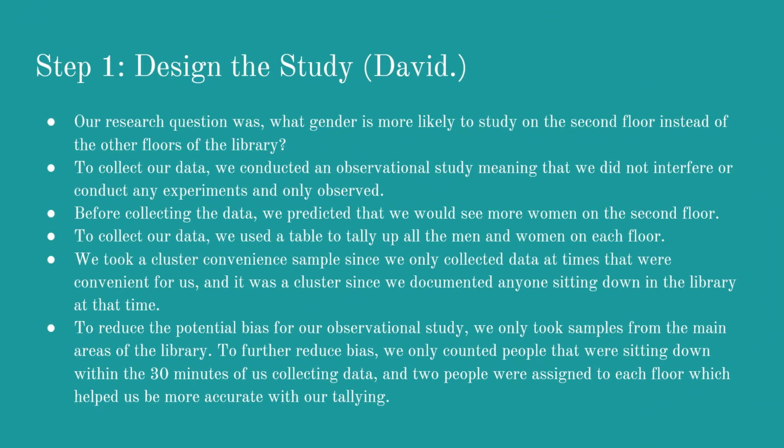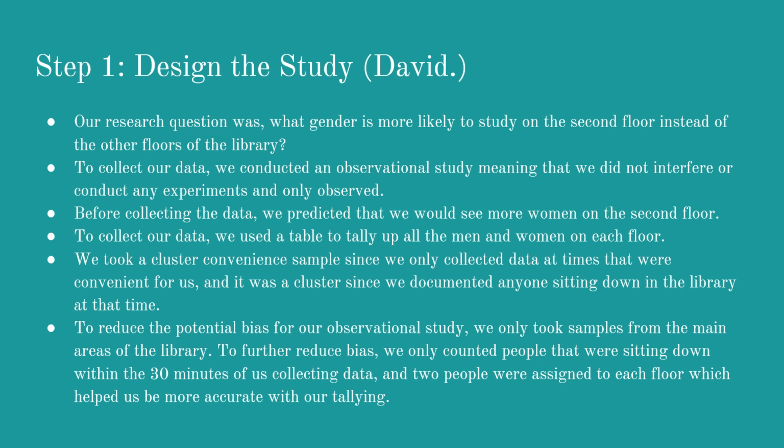Our research question was what gender is more likely to study on the second floor instead of the other floors of the library. To collect our data, we conducted an observational study, meaning that we did not interfere or conduct any experiments and only observed. Before collecting the data, we predicted that we would see more women on the second floor.